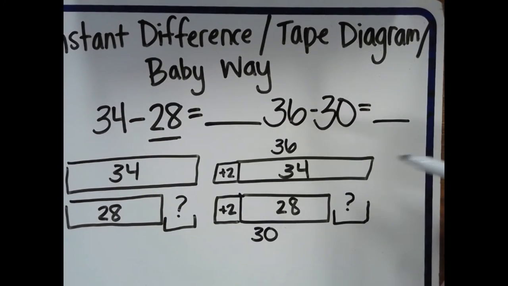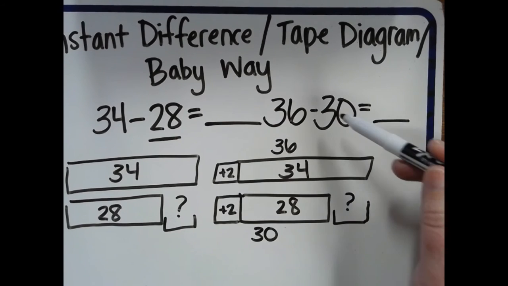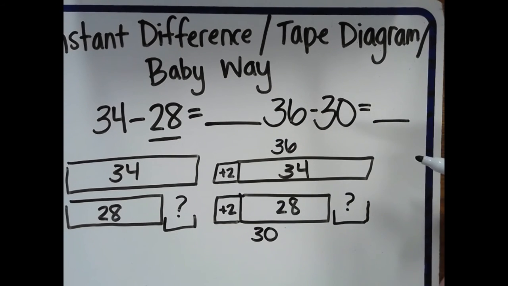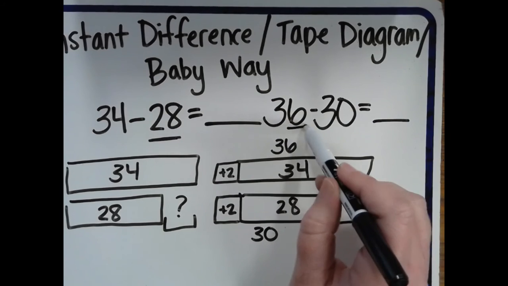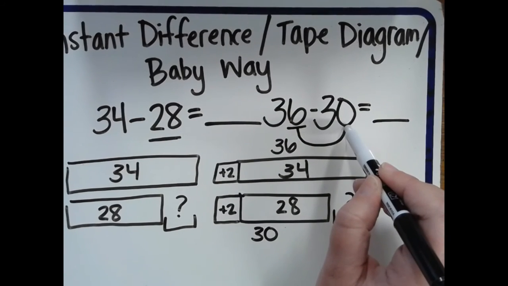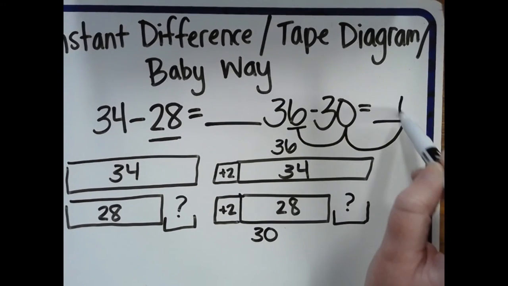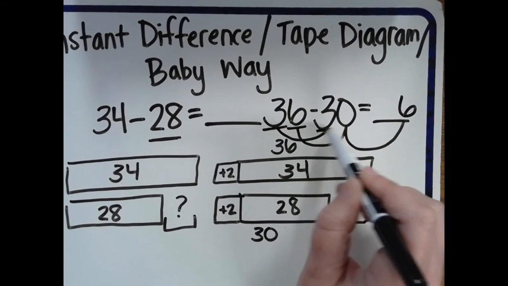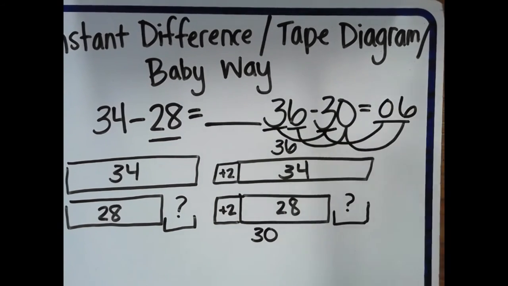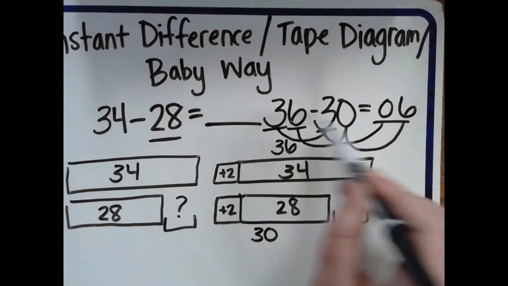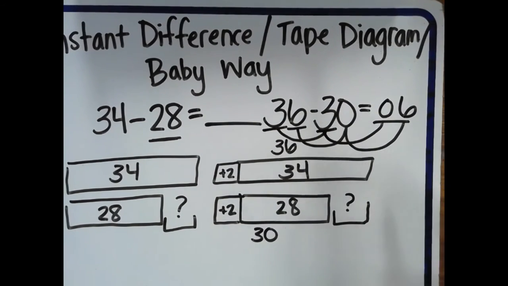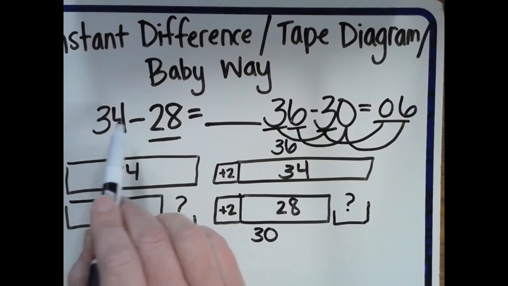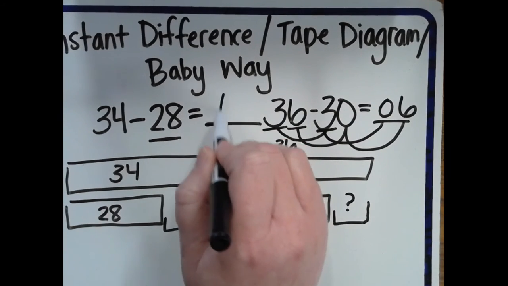Now this, with mental math, is much easier to solve. I can also use my place value shortcut because this 30 has a 0 here. So if I subtract my ones first, 6 take away 0 is 6. In my tens, 3 take away 3 is 0. So my answer to this problem, 36 take away 30, is 6. Which also means my answer to this problem, 34 take away 28, is also 6.